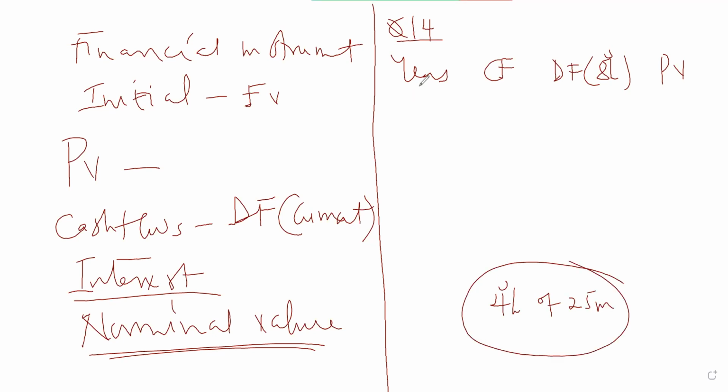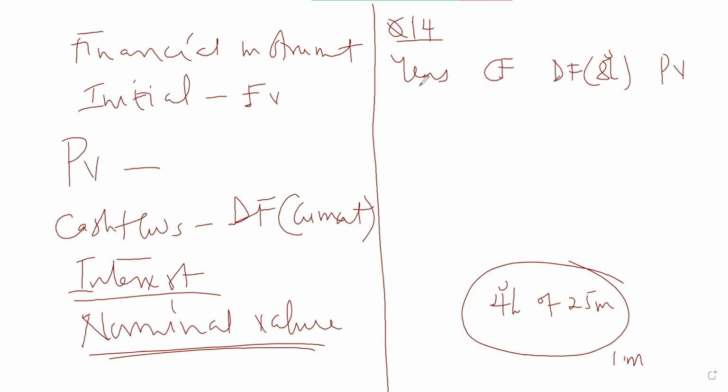4% on 25 million will give us what? 1 million. So it means that at the end of every year, we'll be receiving 1 million. And that is an annuity, when you are going to receive a fixed amount at the end of a particular period, or every month you are receiving a fixed amount. We call that annuity. So if you are receiving equal amounts at the end of a particular period, that is called annuity. So we can use the annuity factor for this, or we can decide to use our discount factor.